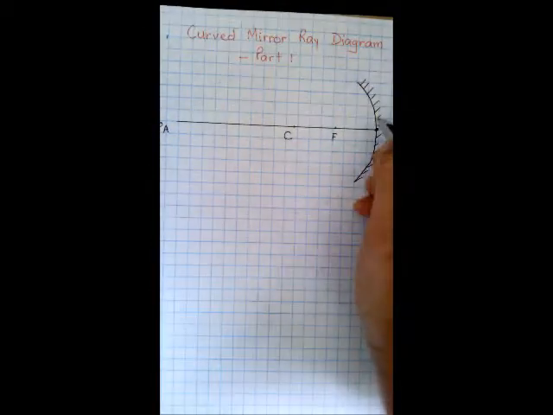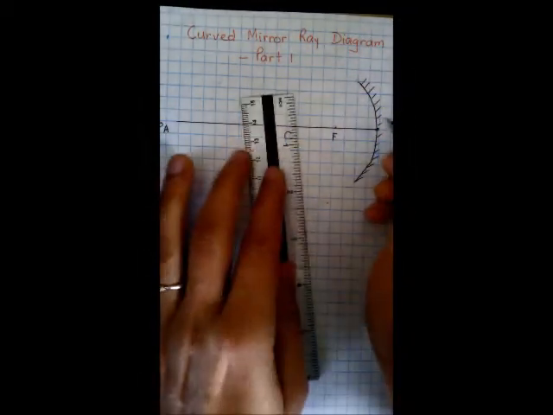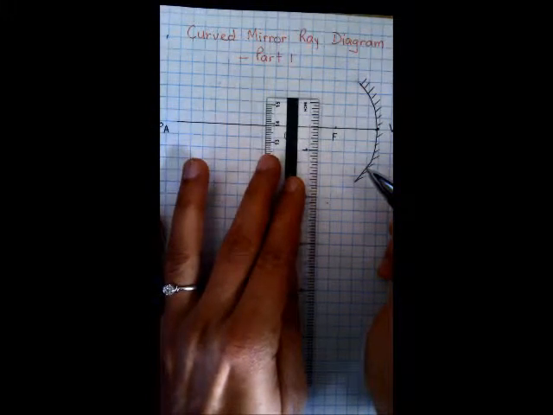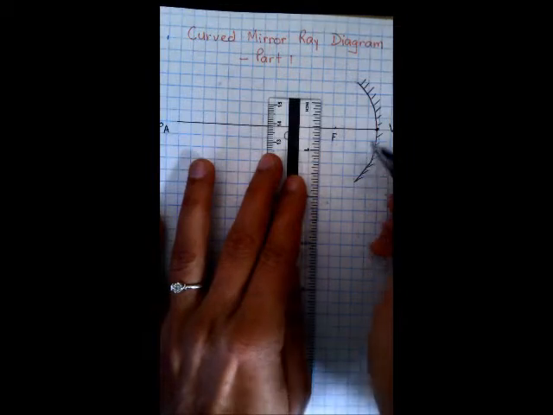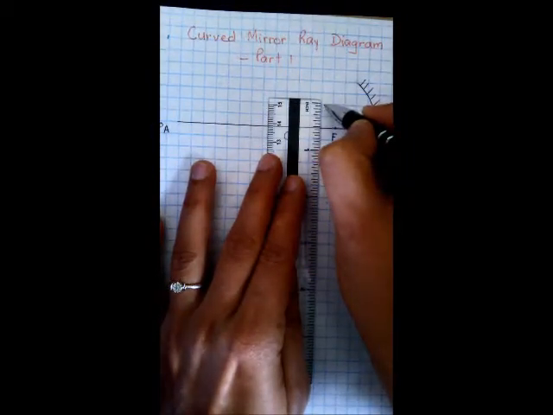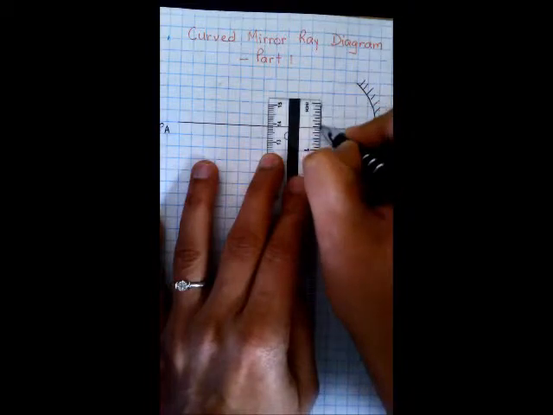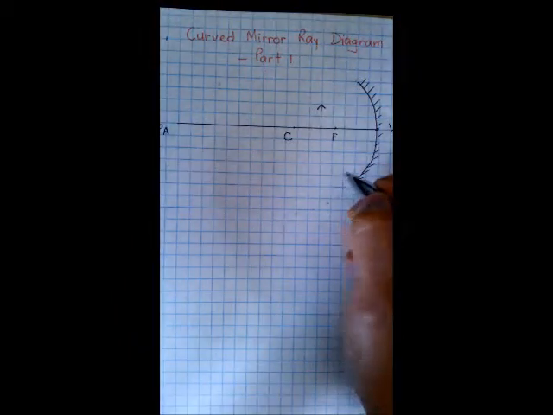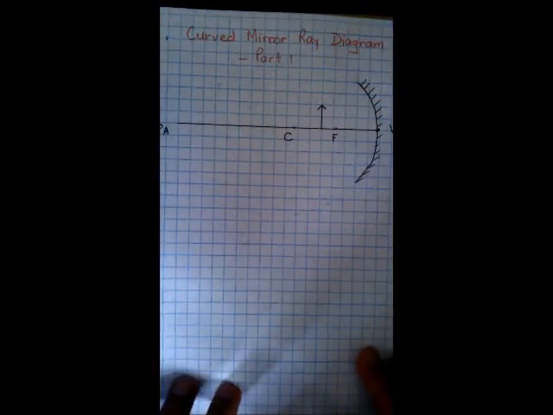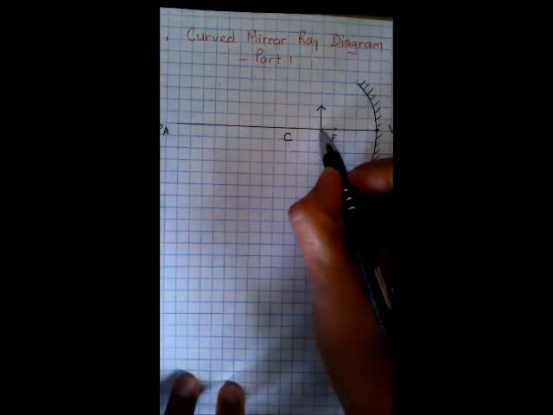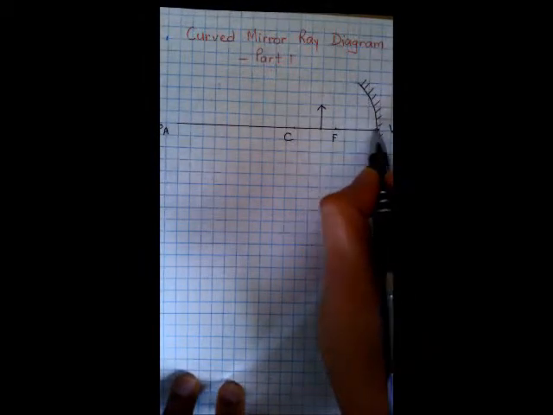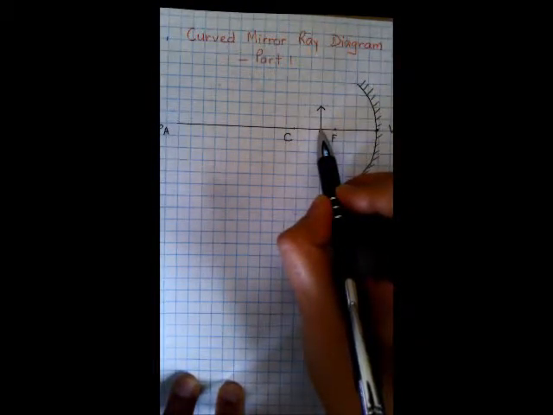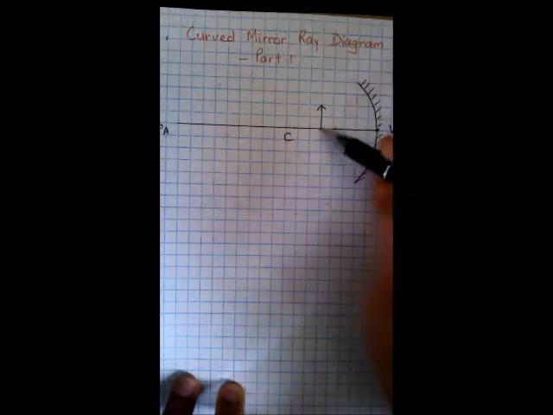Let's just say that the object for our purposes is placed somewhere between C and F. So I'm going to represent my object with an arrow. The arrowhead representing the top of the object, and the bottom of the object represented by the tail of the arrow, which is always placed on the principal axis. The tail of the arrow is placed on the principal axis, and the top is away from the principal axis.